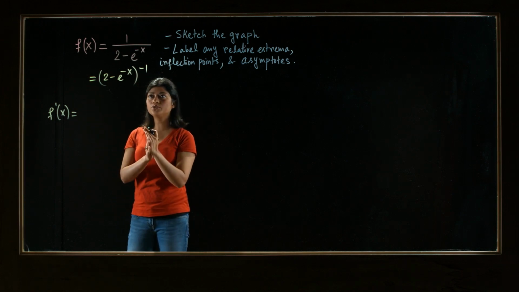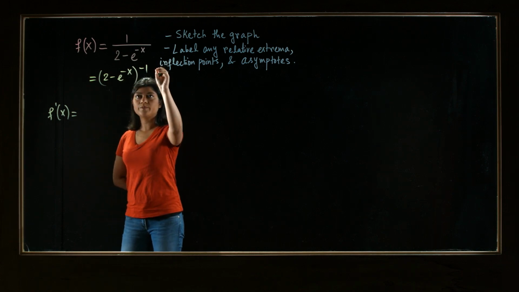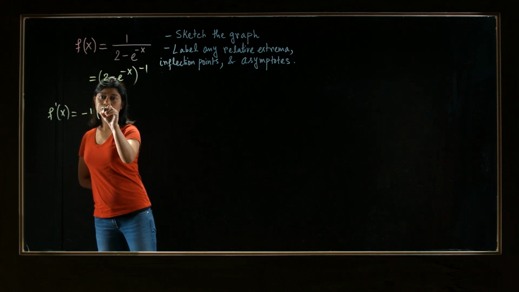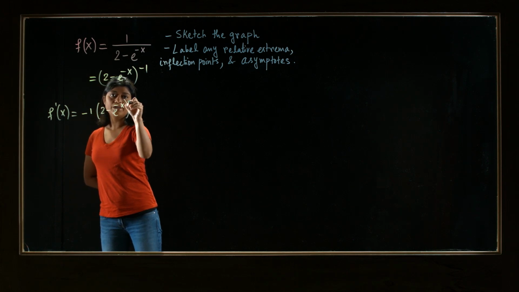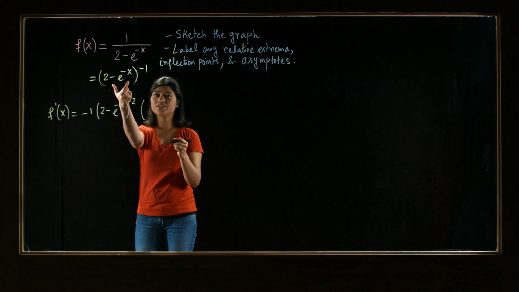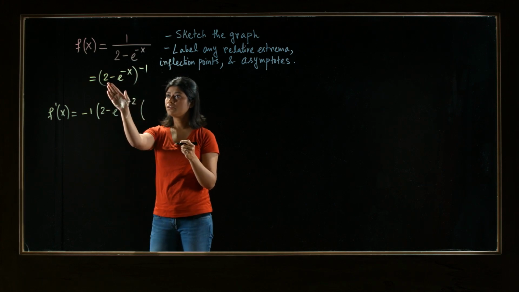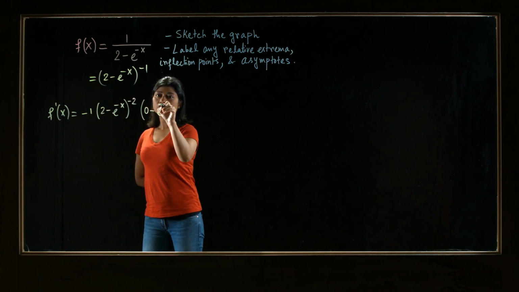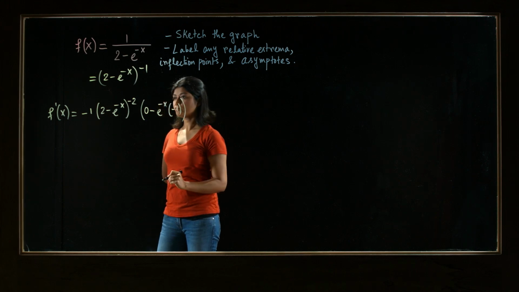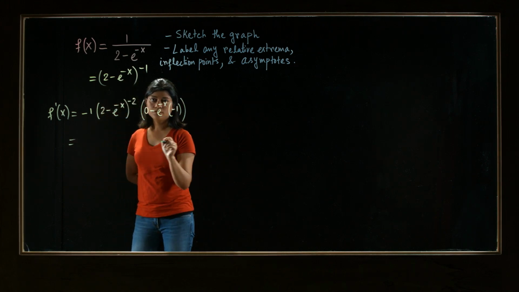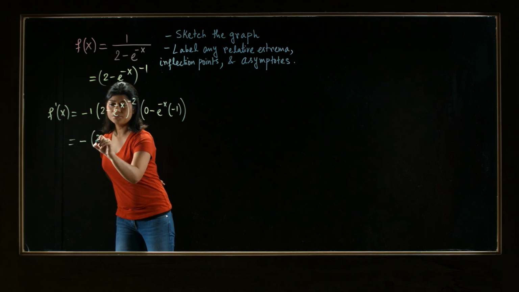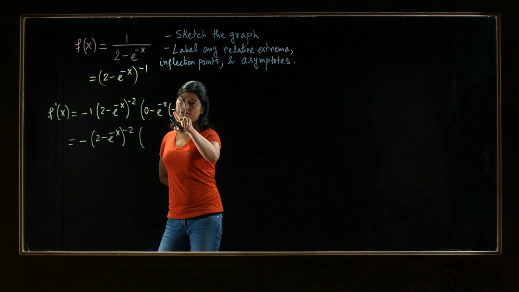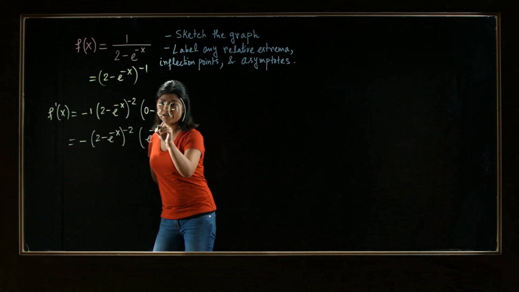Notice that this is going to be a chain rule. So, something raised to the power negative 1, you use the power rule first. So, you have negative 1 times 2 minus e to the negative x, to the power negative 2. And then the chain rule says you have to take the derivative of the inside function as well. And the derivative is 0 minus e to the negative x times negative 1. Simplify a little bit. We have negative of 2 minus e to the negative x to the negative 2. The 0 goes away, the negative and the negative is positive. This is just e to the negative x.